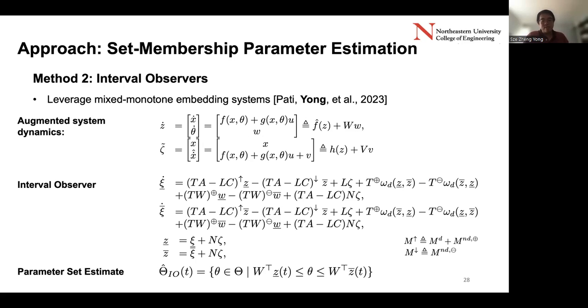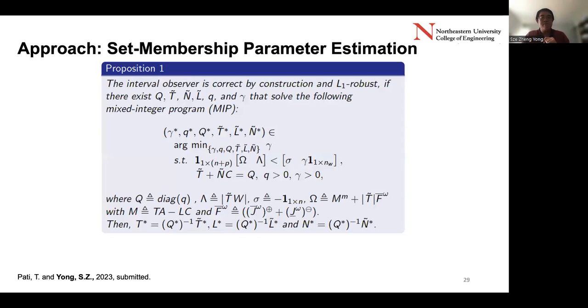So basically, we will estimate the set of all possible parameters, which in this case, for an interval observer, we guarantee that this set will be shrinking, or that the Framer errors, the difference between the upper and lower bounds, will be input to state stable. Okay, so that's what we essentially did. We designed the interval observer.